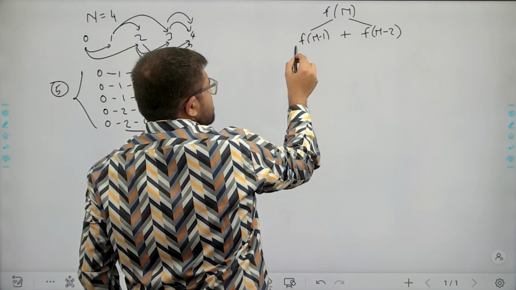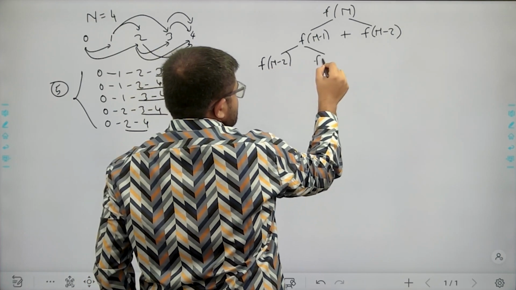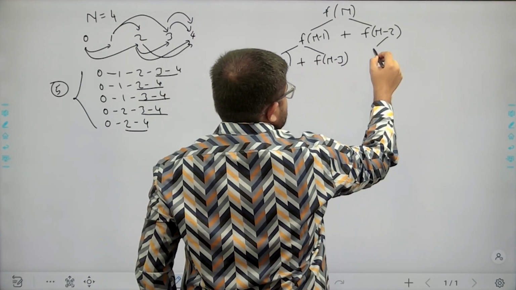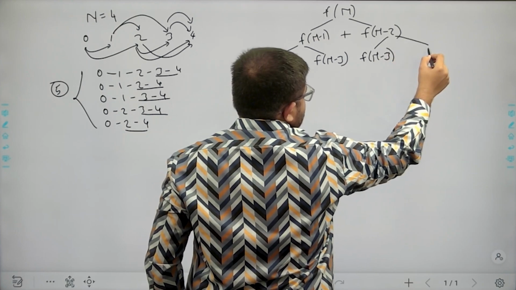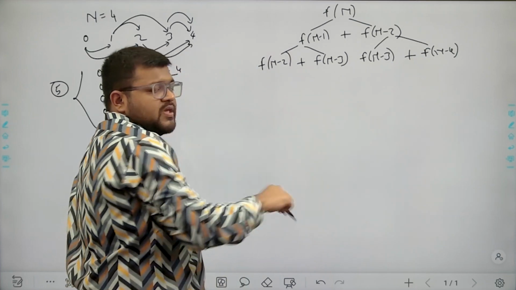Now the number of ways to reach n minus 1 is the number of ways to reach n minus 2 plus the number of ways to reach n minus 3, right? And the number of ways to reach n minus 2 is equal to the number of ways to reach n minus 3 plus the number of ways to reach n minus 4, right? And so on, it will keep on going.